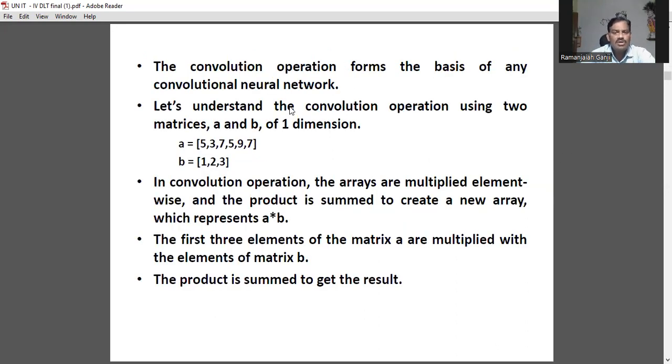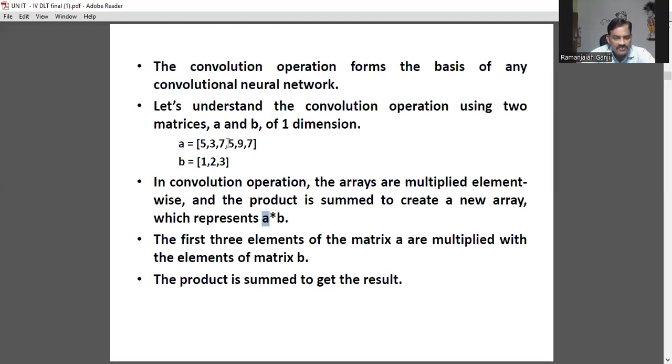The convolution operation forms the basis of any convolutional neural network. Let us understand the convolution operation using two one-dimensional matrices A and B. A is equal to 5 3 7 5 9 7, B is equal to 1 2 3. In convolution operation, the arrays are multiplied element-wise and the product is summed to create a new array which represents A into B.